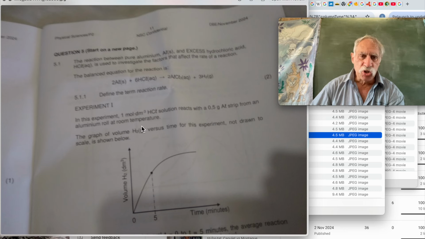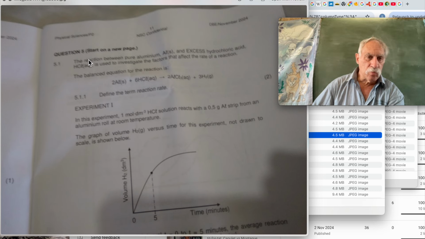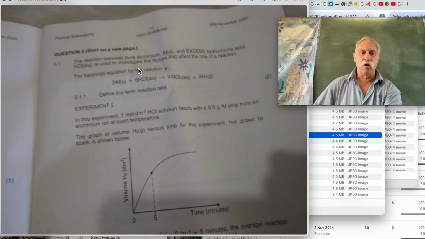So this is question number 5, I think it is. It's a bit hard to read that. This is the reaction of aluminium with hydrochloric acid. Now, this is a reaction that we used to do in class.